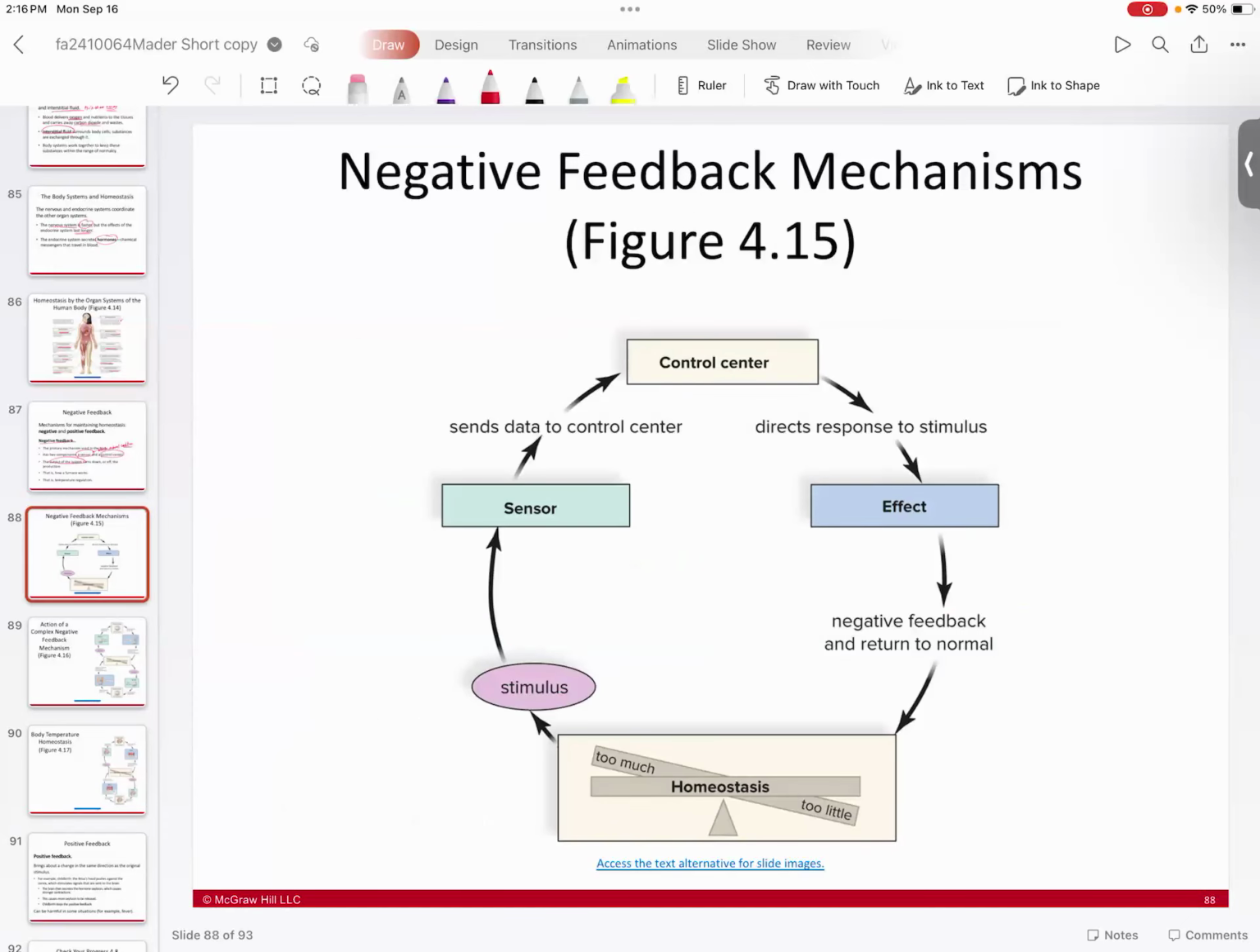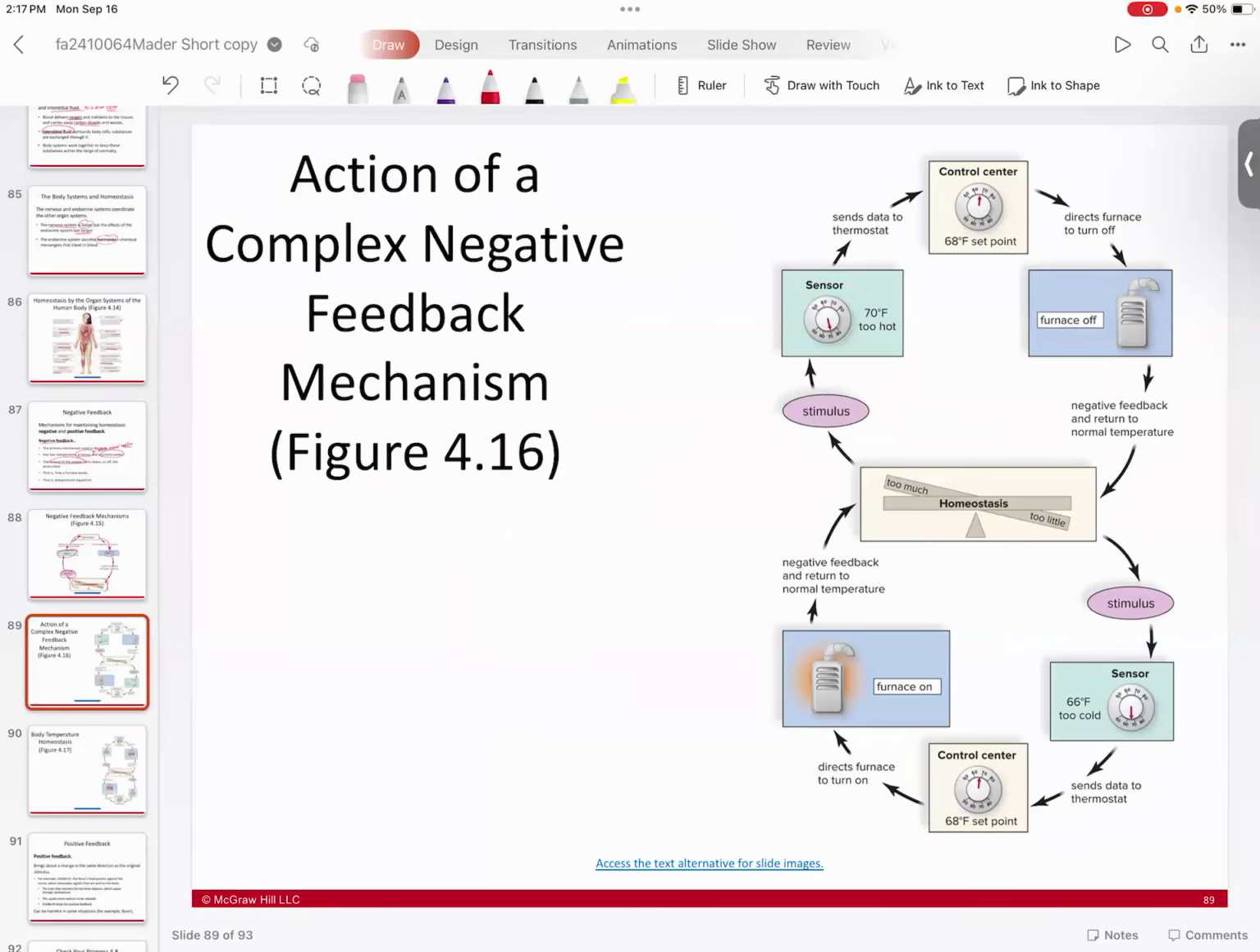So here's how it looks. Here's your homeostasis. Let's say you disturb it, go too much. So there's some sort of a stimulus. That's your stimulus, right? So there's too much of whatever it happens to be. There's a sensor that has to interpret that. It's like, okay, I sense and I can actually see that there's too much of this. It sends that data to the control center, which then integrates that information, makes some sort of a decision, and sends that to the effector, who will then do some sort of a job to balance that out and restore homeostasis.